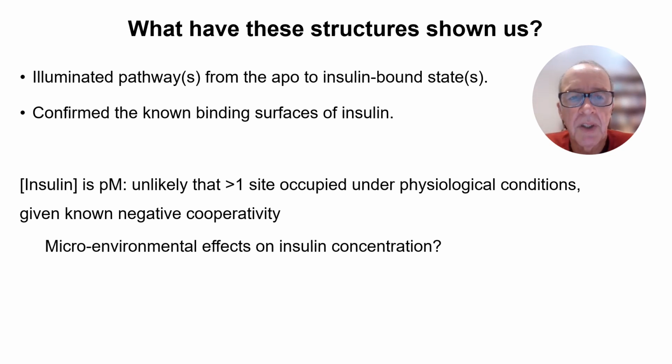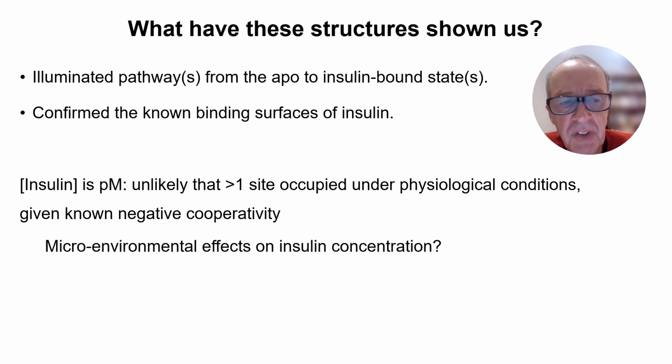So what have these structures shown us? Well, the first thing is that they've shown us the conformational transitions that occur in the receptor upon insulin binding. They show us how insulin engages its receptor. They show us the binding surfaces of insulin that are involved, and concomitantly explain the vast wealth of biochemical data and mutational data that have accumulated over decades regarding insulin binding. The question that has arisen and still needs to be adequately resolved is, do any of the higher stoichiometric complexes occur under physiological conditions? And that's the subject of quite a bit of debate.